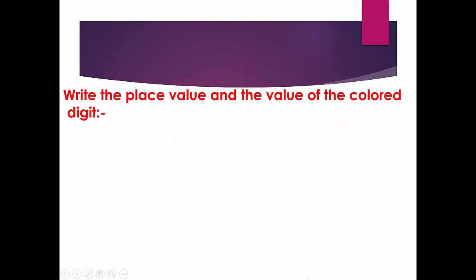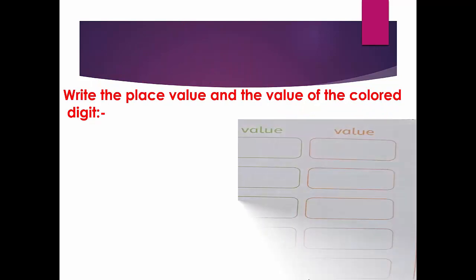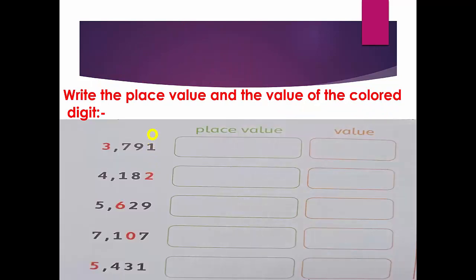Now, my students, write the place value and the value of the colored digit. Here, I have to write the places: ones, tens, hundreds and thousands. Okay, this number 3. What is the place value of number 3? Place value means ones or tens or hundreds or thousands. So number 3 here is in thousands.